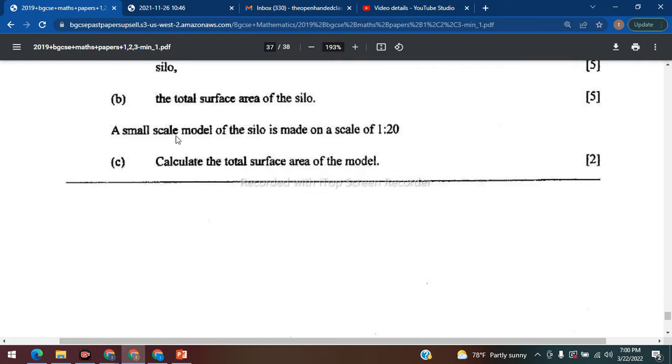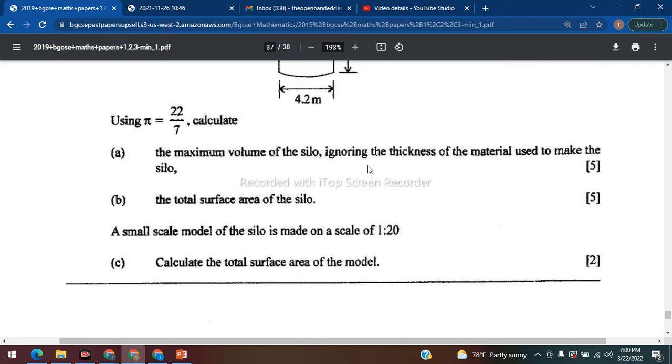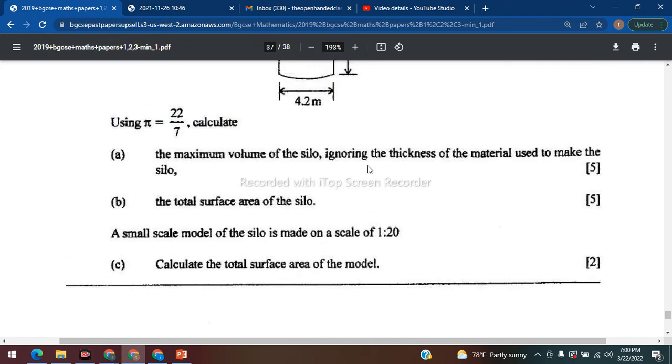A small scale model of a silo is made on a scale of 1 to 20. Calculate the total surface area of the model.